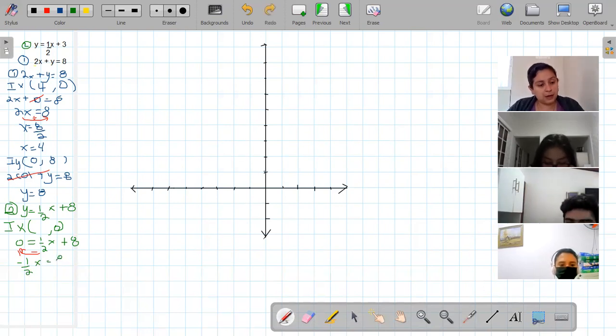Now remember, when we have a fraction that's multiplying, it has to go to the other side. How does it go to the other side? When it is a fraction that's multiplying.